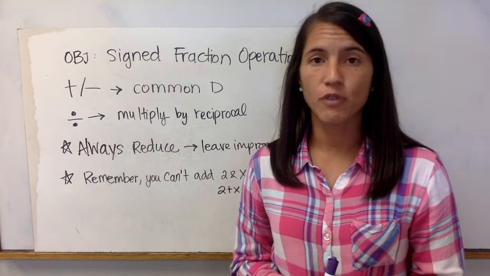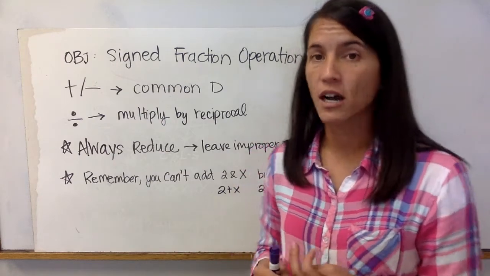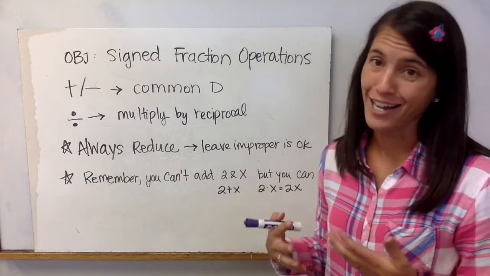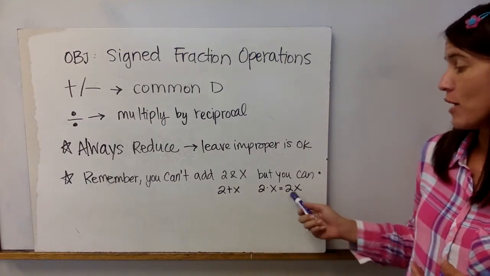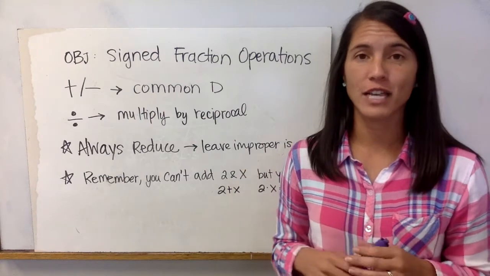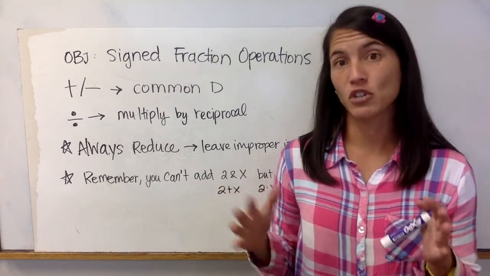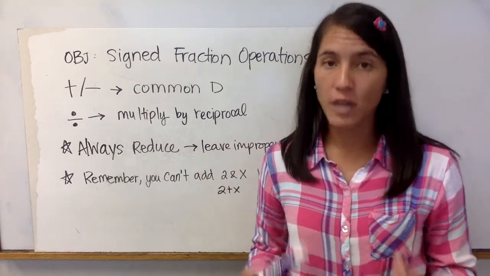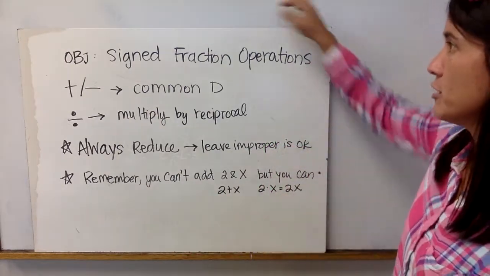And then the last thing I want you to remember is when you are working with variables and constants, you cannot add a number to an x, like 2 plus x. You cannot add those together. But you can multiply 2 and x, and if you multiply, you get 2x. I know it can be confusing: when we say combine like terms, you cannot add 2 plus x. It just stays 2 plus x. But if you have a multiplication, then you can multiply 2 times x and get 2x. So just a little reminder.